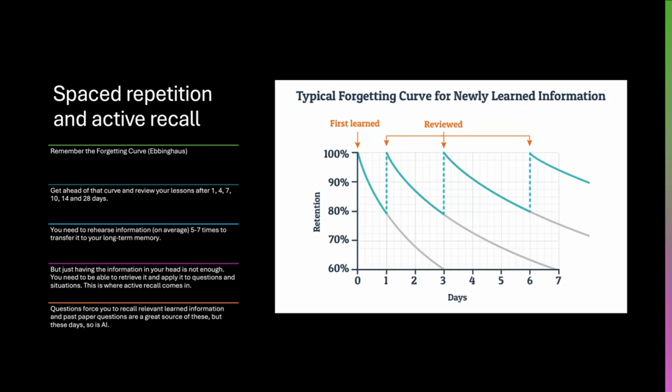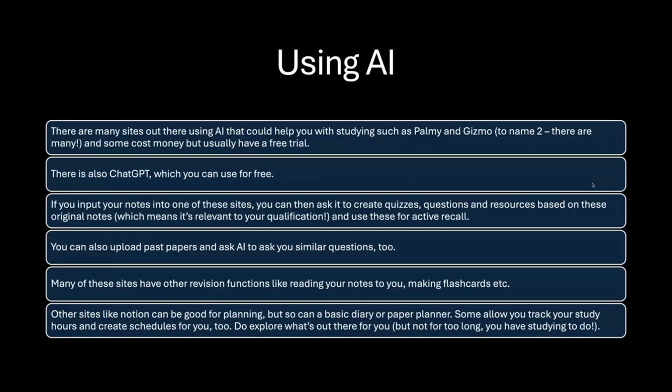But these days, so are things like AI that I spoke about a few moments ago. So using AI now, obviously, when it comes to actual work, coursework, etc., you should obviously not be using AI to do work for you. However, AI is a tool that can be used to increase productivity, to make you more organized, and to help you revise. So there are many sites out there using AI that could help you with studying, such as Palme or Gizmo, and there's loads more than just that. That's just to name two.